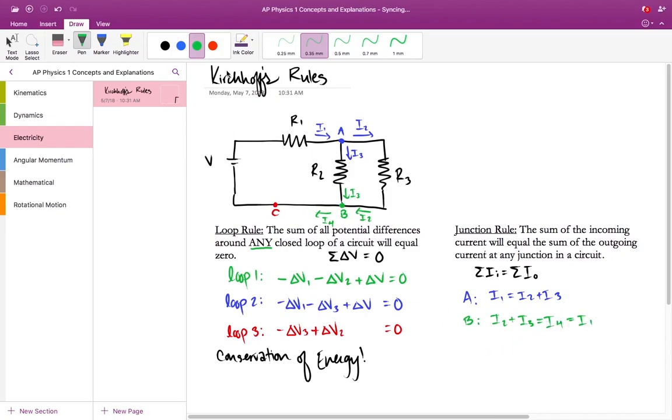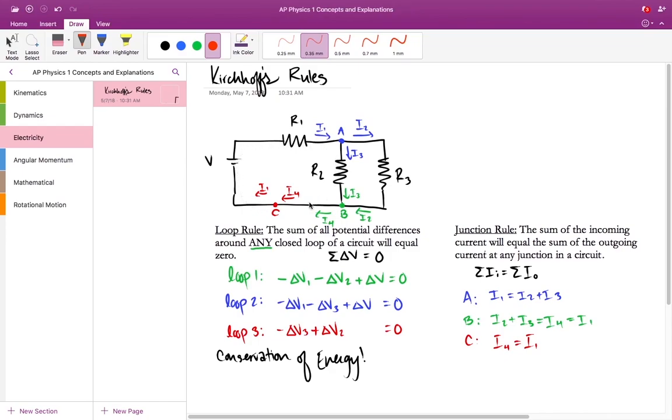Okay, and then let's look at our seemingly trivial case where we have some incoming current. We'll keep calling it I4. We have some outgoing current, and as you may expect, I'm going to call this I1. And we say that I4, incoming, equals I1. Whoa, spooky stuff.